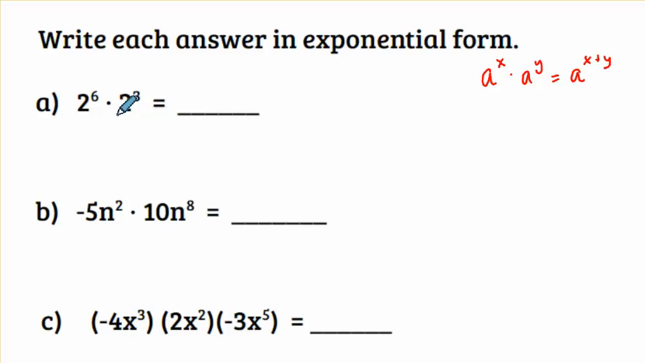So let me just remind you, if you're ever looking at it and you're not sure, just write it out and see what happens, right? So 2 to the 6th is 2 times 2 times 2 times 2 times 2 times 2. And 2 to the 3rd is 2 times 2 times 2. So you have all of these little 2's that you can write in exponential form. You have 1, 2, 3, 4, 5, 6, 7, 8, 9 of them. That is 2 to the 9th power.